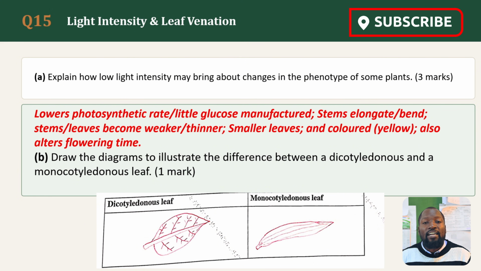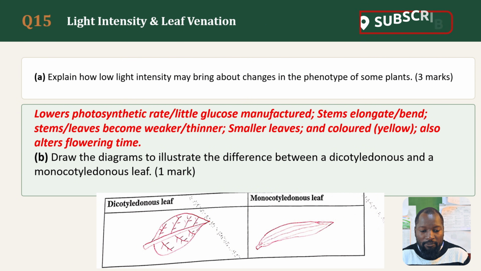And in this case, the plant will have to respond. So how will the plant respond? The plant will respond by having what we call elongated stems. Sometimes we call this etiolation. They will try to reach the sunlight. So stems become elongated, they bend, stems become weak, okay? They become thinner, and also the leaves become smaller and start becoming yellow. And at the end of the day, it alters the flowering time.